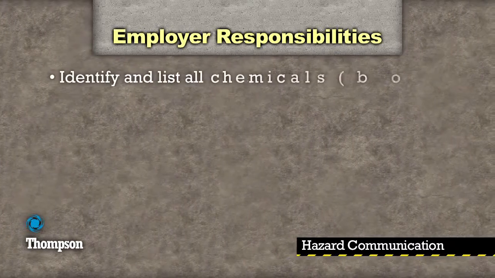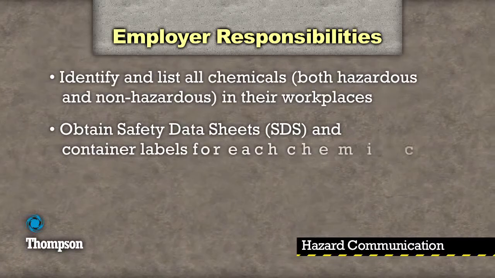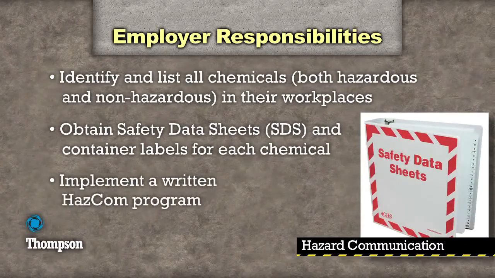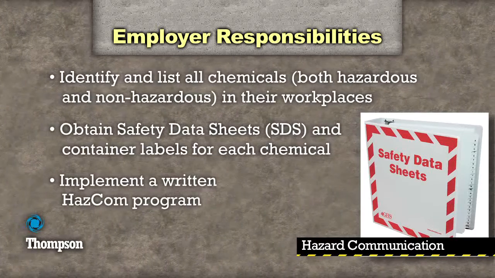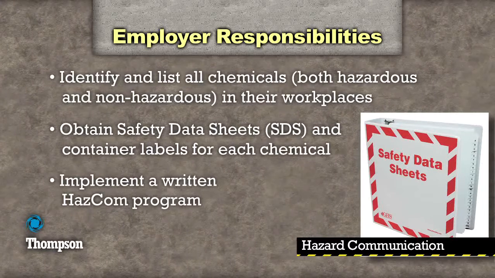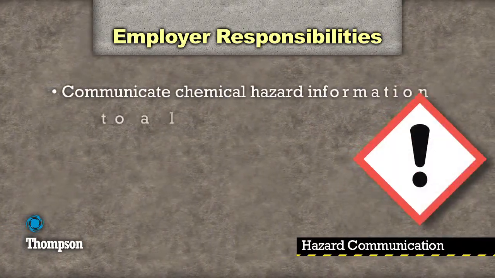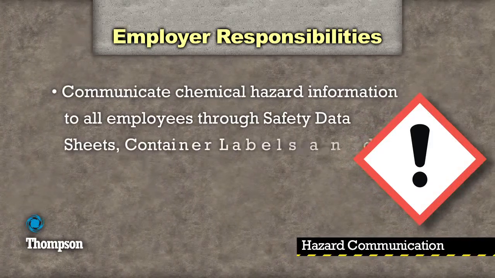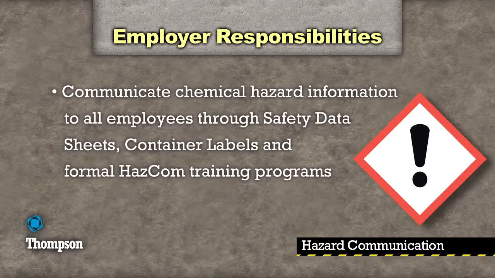Under the HAZCOM standard, the employer has certain responsibilities. The employer must identify and list all chemicals, both hazardous and non-hazardous, in their workplaces. They must obtain safety data sheets and container labels for each chemical present in the workplace. They must implement a written HAZCOM program and must communicate chemical hazard information to all employees through safety data sheets, container labels, and formal HAZCOM training programs.